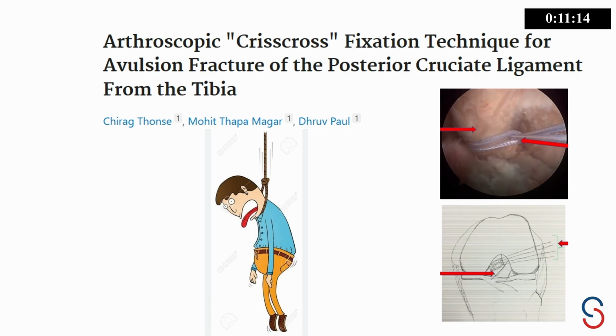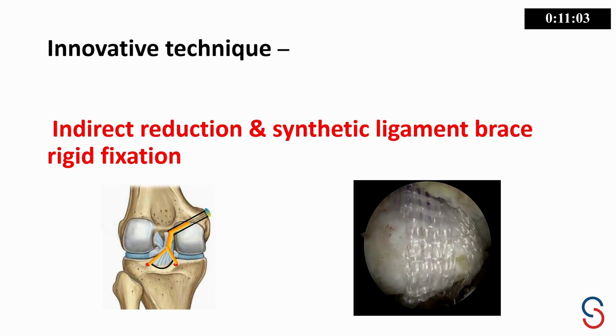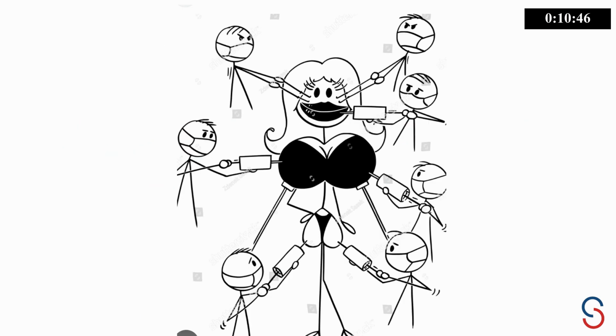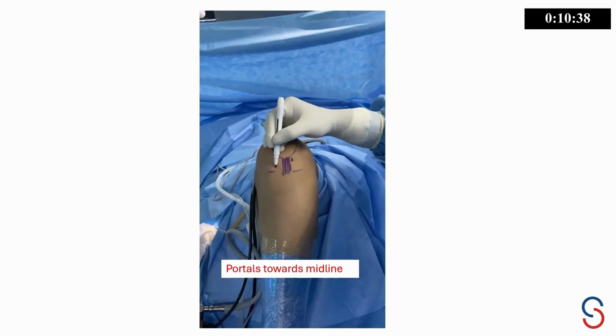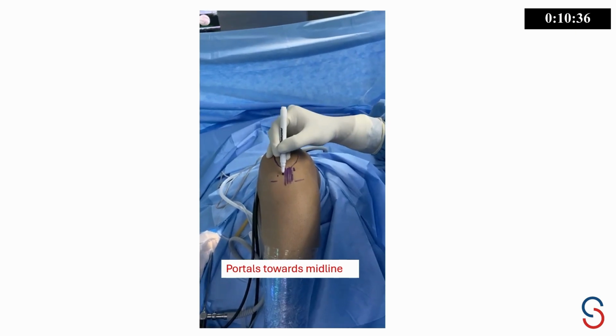So our thought process was simple. We wanted to fix it. I did not want to open it. This was a big fragment. And we wanted to try out something new where we could get an indirect reduction and a kind of ligament brace rigid fixation. So this is something which we have devised. We have used the synthetic ligament, which is commercially available in the market, and we have used something called the reverse Y or lambda technique. Era of synthetics, and this is one more indication where synthetics can probably be used, of course, intra-articularly.